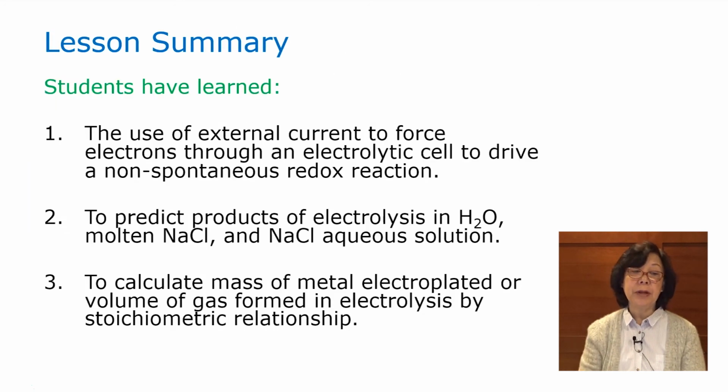To sum up what we have learned today, we learned the use of external current to force electrons through an electrolytic cell to drive a non-spontaneous redox reaction. Naturally, we would expect the E0 of the cell to be negative. We also learned how to predict products of electrolysis in water, in molten sodium chloride, and in aqueous sodium chloride solution. Finally, we learned how to calculate mass of metal electroplated or volume of gas generated in electrolysis by using stoichiometric relationship.